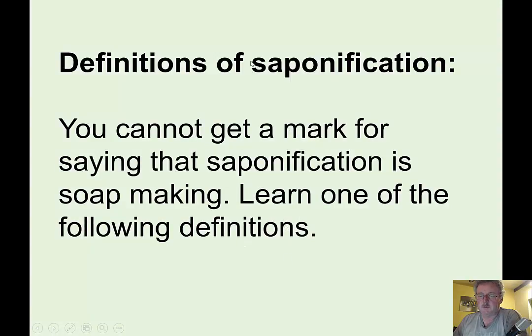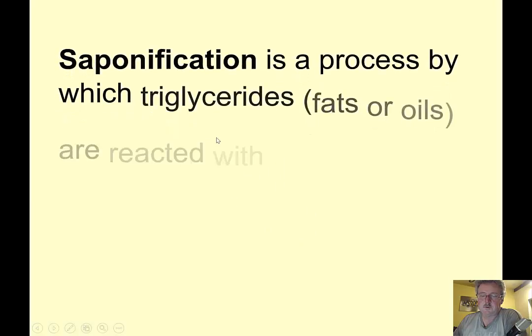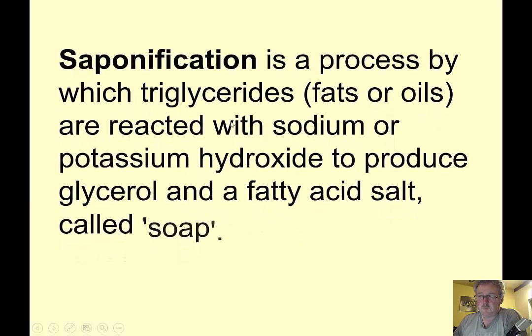Now you can't just say whenever you see this word, saponification is soap making. You're not going to get a full mark for that. You need to choose one of these definitions, such as: saponification is a process by which triglycerides, fats or oils, are reacted with sodium or potassium hydroxide to produce glycerol and a fatty acid salt. This is a salt that's produced by breaking glycerol off, and this is called a soap.